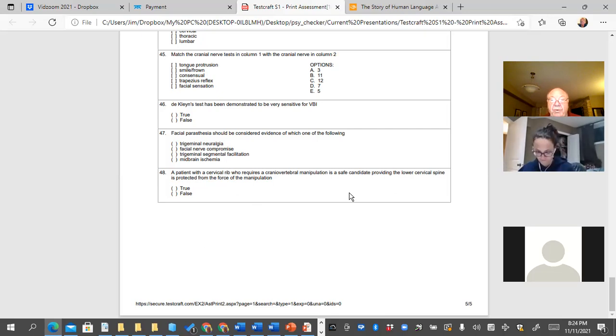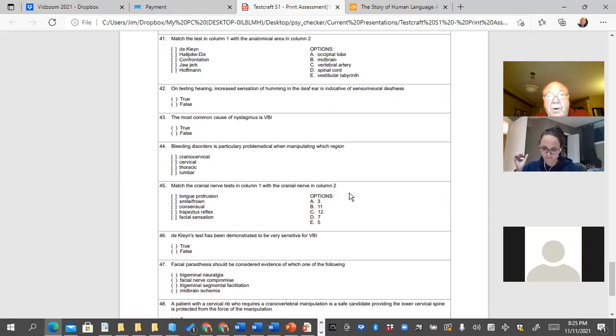Patient with cervical rib who requires craniovertebral manipulation is a safe candidate, providing the lower cervical spine is protected from the force of the manipulation. True or false? False. Why? Because that's an anomaly and they could potentially have the vertebral artery anomalous as well. In fact, there's a good chance they do. Probably the anomaly in the vertebral artery is not going to be damaging, but you don't know that.